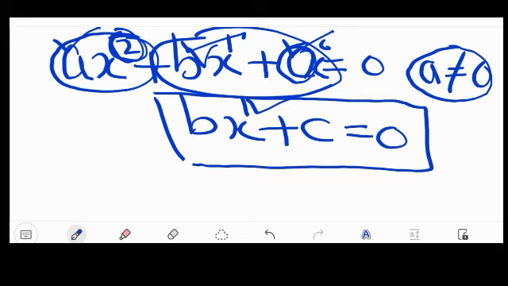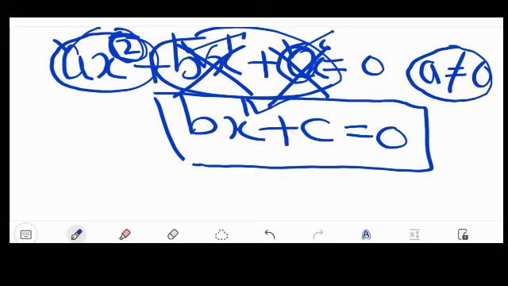Therefore, whenever we talk about the general form of quadratic equation, a should not be 0. If b and c are 0, no matter, these two terms will cancel. It will not make any problem. The problem will arise just here with ax square. So this is the general form of quadratic equation.